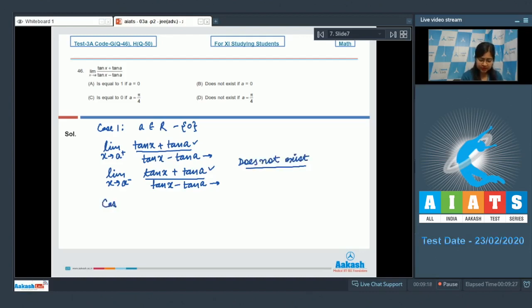Also, let's talk about case 2 when a is equal to 0. Now when a is equal to 0, then limit x tending to 0, here we have tan x upon tan x, that is 1. So this is equal to 1. So from the given options we see option number A and D are the correct answer.